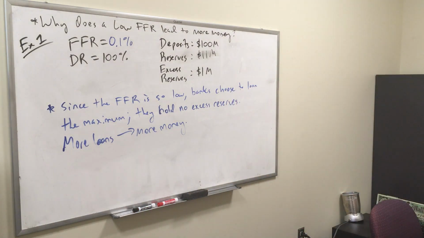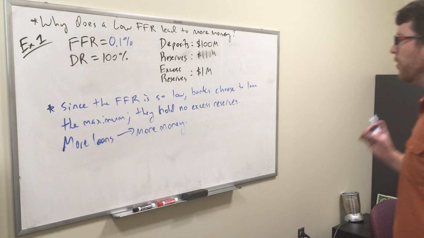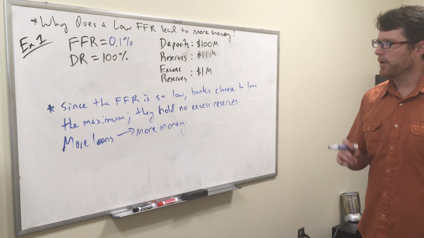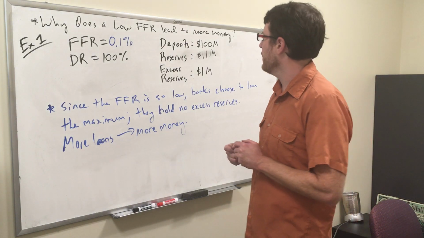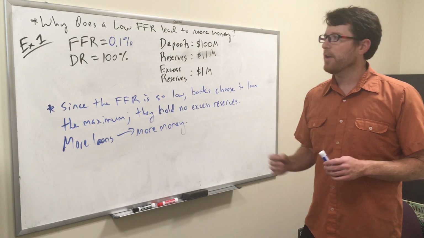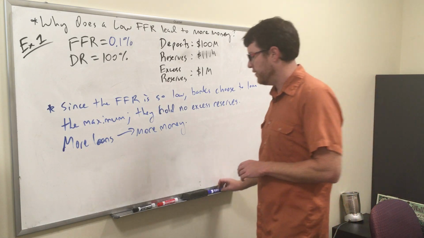So since the federal funds rate is low, banks choose to loan the maximum. They hold no excess reserves, so more loans equals more money. Okay, so why does the low federal funds rate lead to more money? Because it causes the banks to do more loans. Now we got to address the question of how does the Fed actually do this?